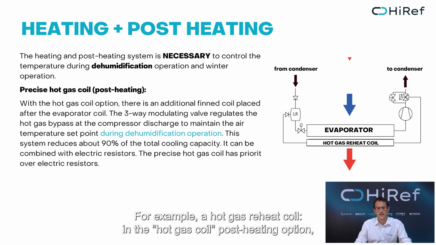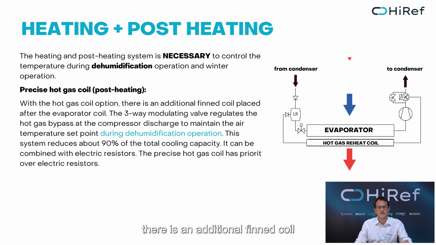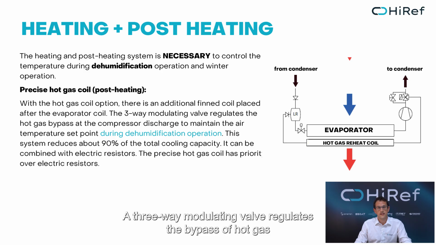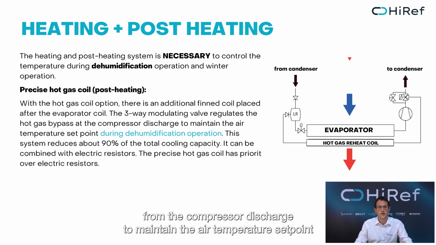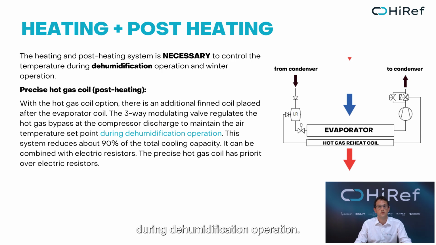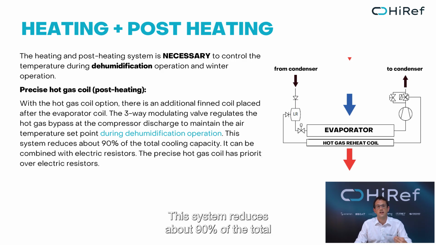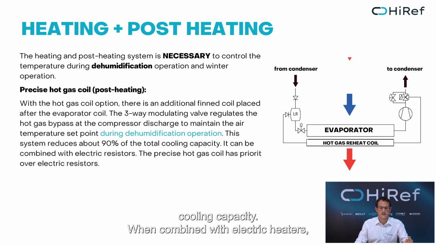For example, in the hot gas coil post-heating option, there is an additional finned coil after the evaporating coil. A three-way modulating valve regulates the bypass of the gas from the compressor discharge to maintain the air temperature set point during the dehumidification operation. This system reduces about 90% of the total cooling capacity when combined with electrical heaters. The precise hot gas coil takes priority over electrical heaters.